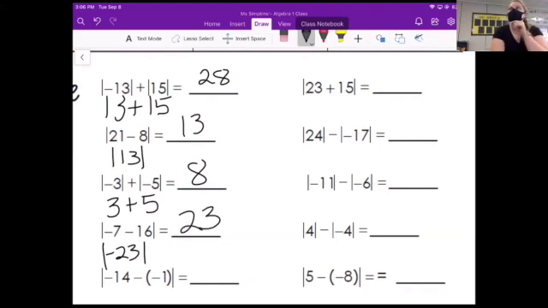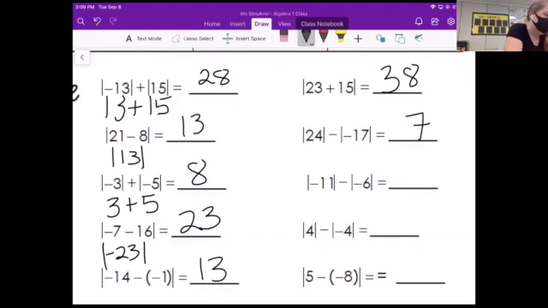Okay, I'm gonna give you a few minutes, probably like, we'll give you to like 3:10. I want you to try and do the rest of those. And then, okay, so this bottom one, negative 14 minus negative 1, you should have got an answer of positive 13. This top one should have been positive 38. And then positive 7, positive 5, 0, and 13.